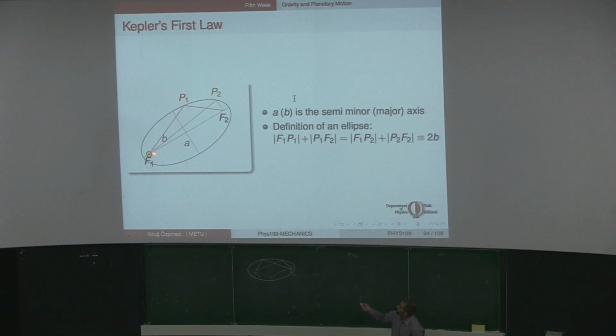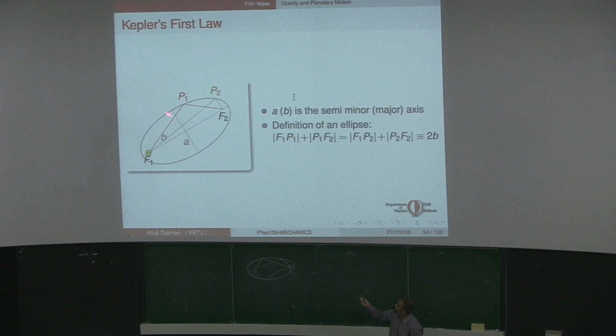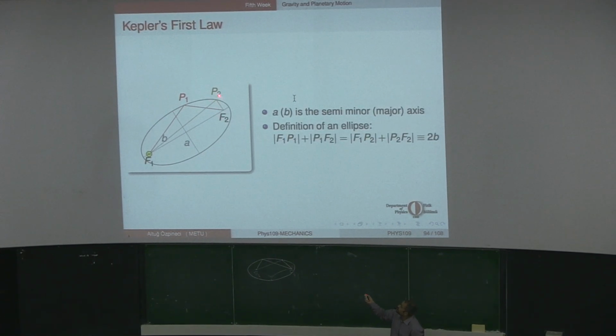This is the sun over here. The sum of the distances of the planet at P1 from the sun and from the other focal point is equal to the sum of the distances of P2 from the sun and from that other focal point. The sum of these distances is the same.